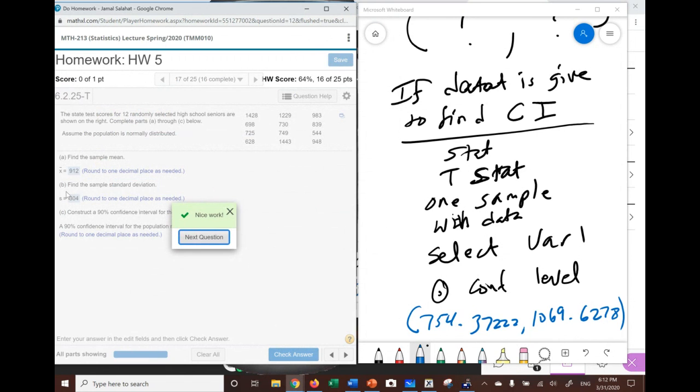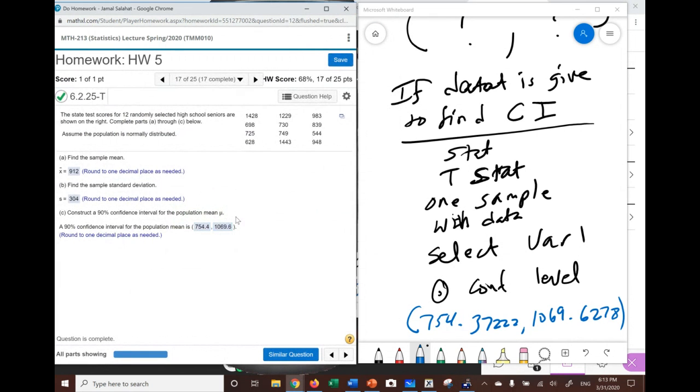So look at this. I don't really need the mean and standard deviation. I can use the data itself, and the program will generate everything for me. Now, you have another choice if you want. Somebody can say, listen, I'm not going to use the data. I already know X bar and S.